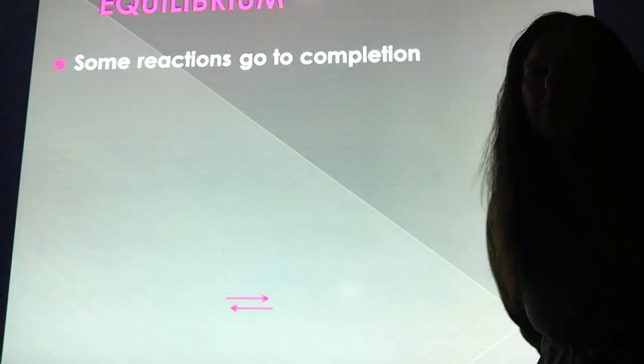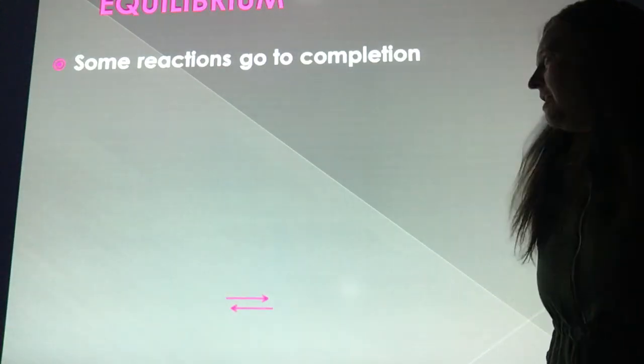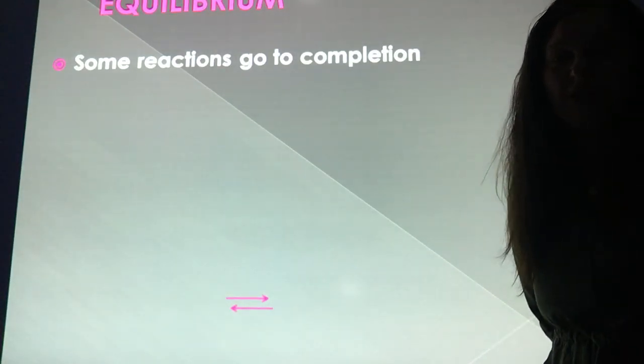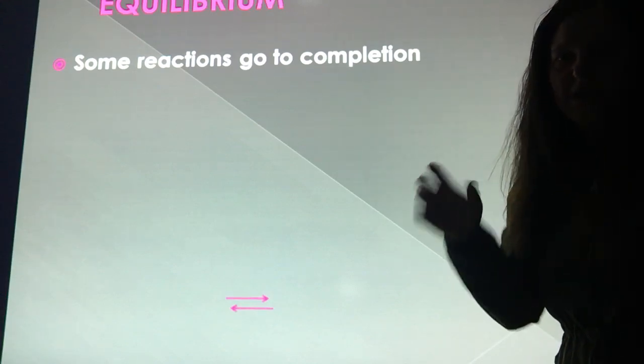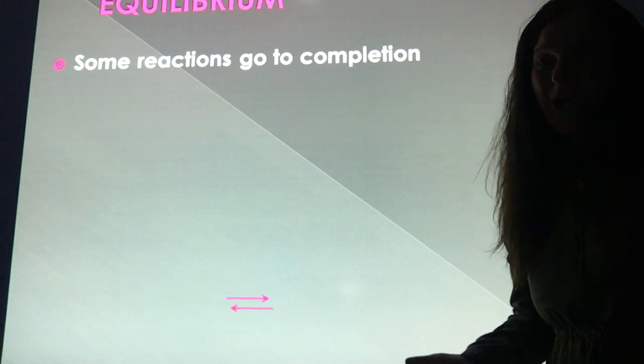So some reactions go to completion. We've never actually talked about that, but every single reaction we've ever shown you has gone to completion. It's a one direction arrow. So reactants, products, done. That's the full story. But that's not always true.